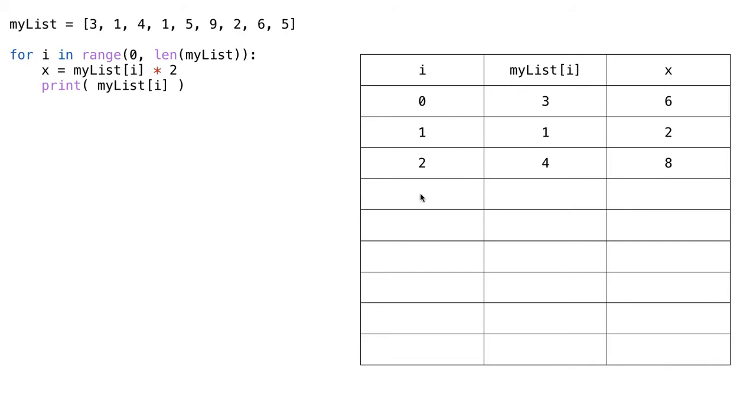And then when i is equal to 3, which is the next cycle through the loop, we get this 1 out of the list. And then we take that 1, multiply it by 2, and we get a value of 2 for x. Now we go to the next cycle in the loop when i is equal to 4. 0, 1, 2, 3, 4. That'll give us this 5.